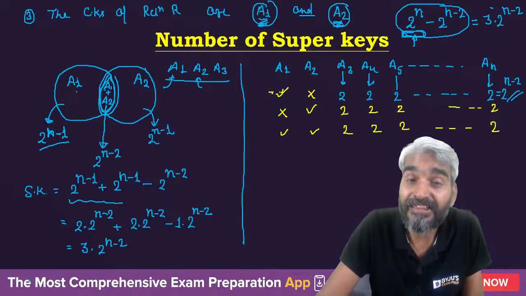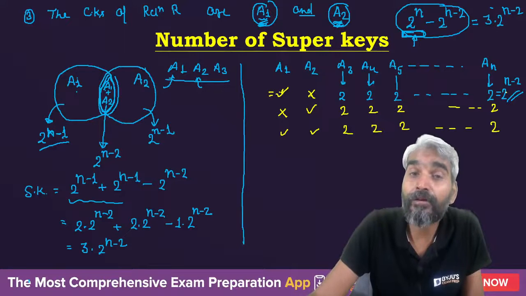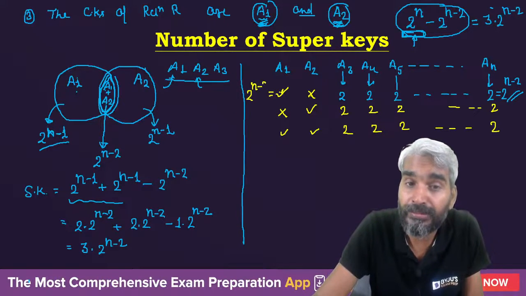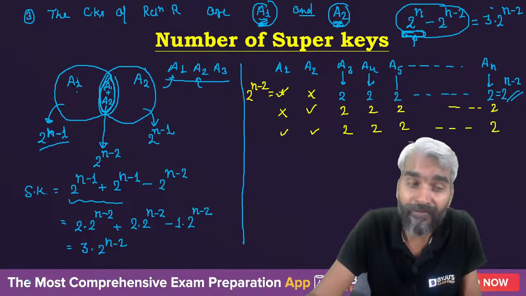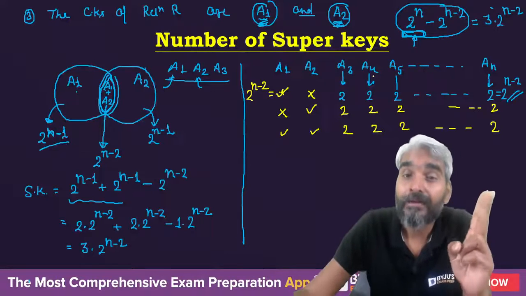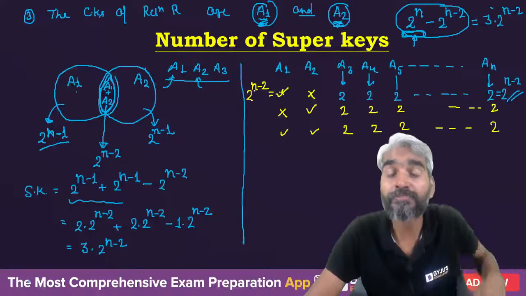So how many such sets are there in which A1 is present, A2 is not present, and any combination of the remaining n minus 2? There will be exactly 2 raised power n minus 2 such patterns, because you can choose A1 in only one way and you can leave A2 in only one way, and for the remaining n minus 2 elements, you have 2 raised power n minus 2 choices.